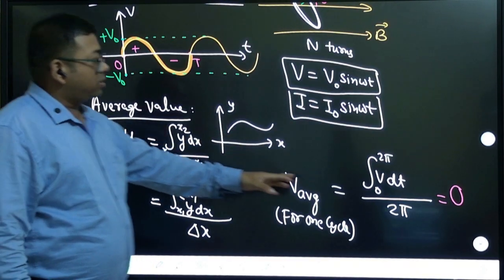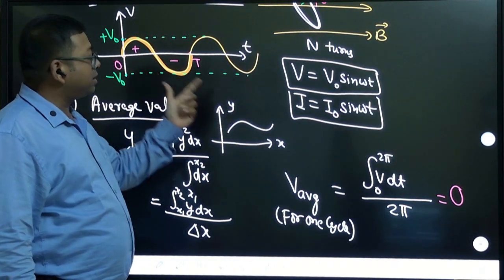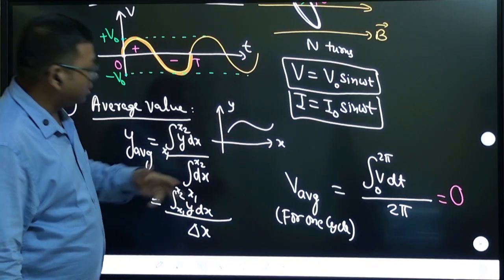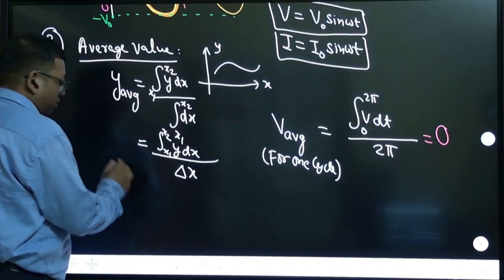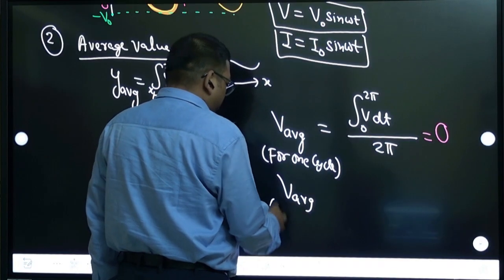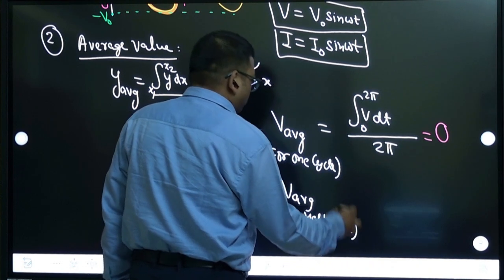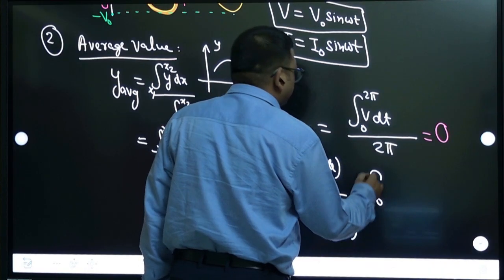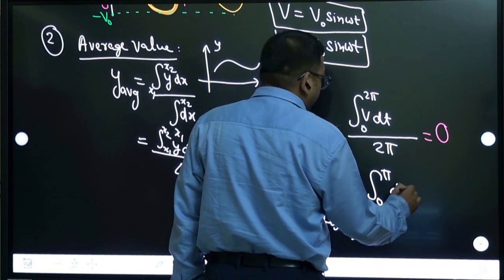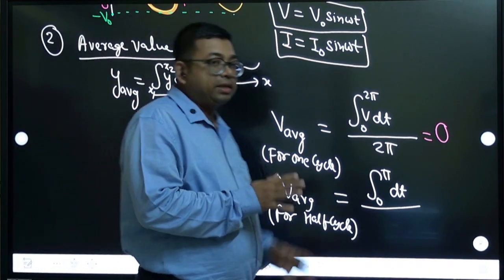So here it has become 0, right? Why? Because over a cycle, the positive and negative areas cancel out. Let us calculate the average over half cycle. If I take half cycle, then I will take 0 to pi, because half cycle is 0 to pi, dt. In general, I can write 0 to T.